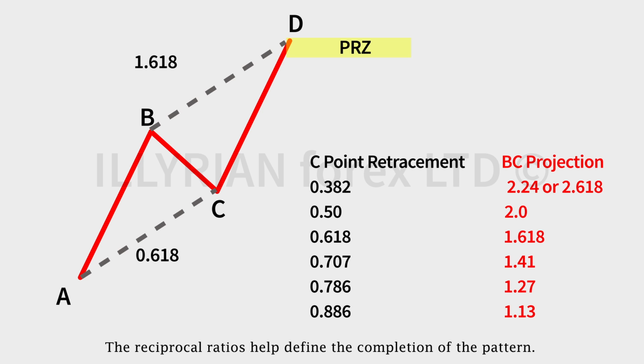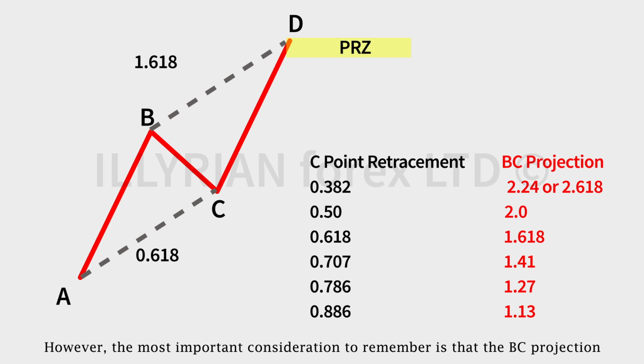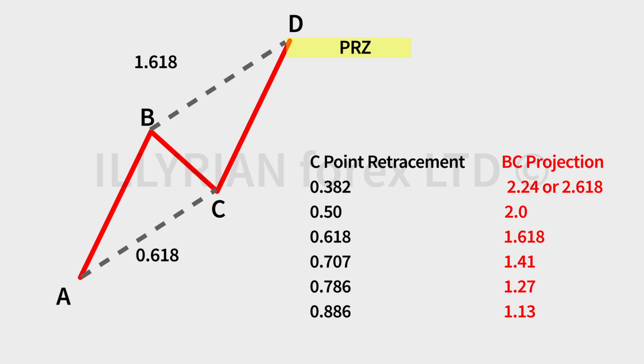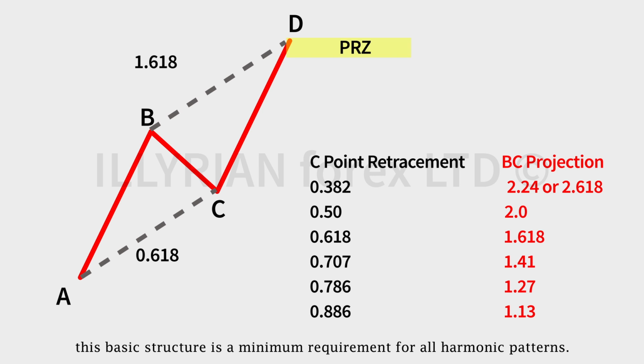The reciprocal ratios help define the completion of the pattern. However, the most important consideration to remember is that the BC projection should converge closely with the completion of the AB equals CD. Although the symmetry may vary, this basic structure is a minimum requirement for all harmonic patterns.